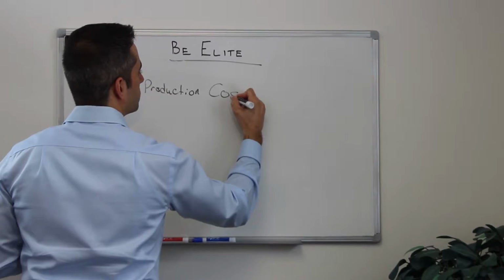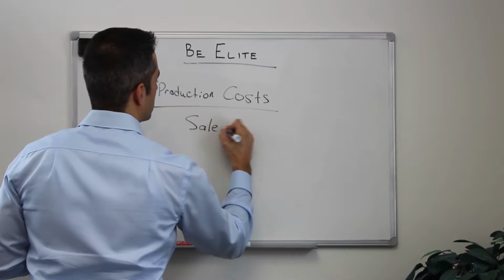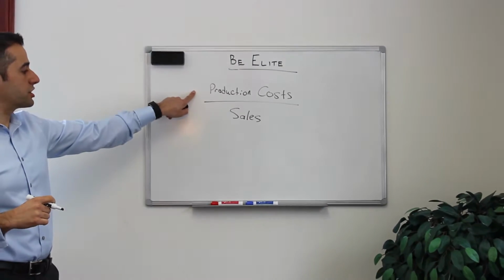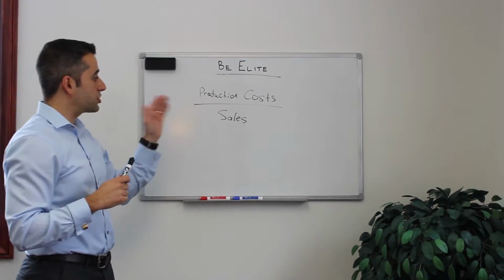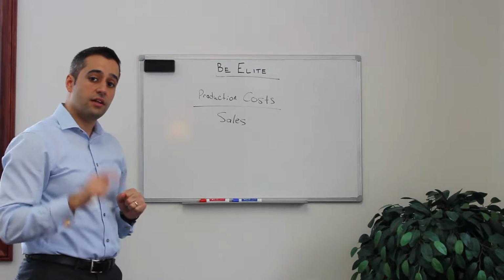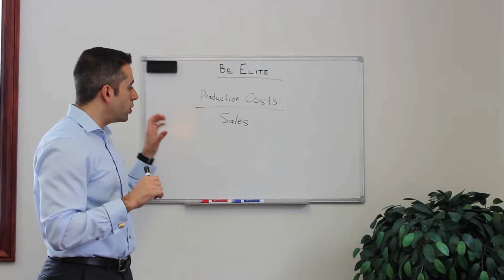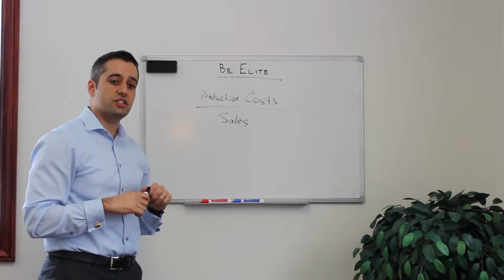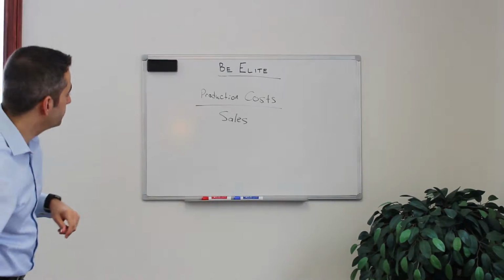Production costs over sales. Aggregate production costs over sales. Now, the best way to do this is create a benchmark and see if you hit it. But before we go into what a good percentage is, we need to know how you get there. So let me show you something.